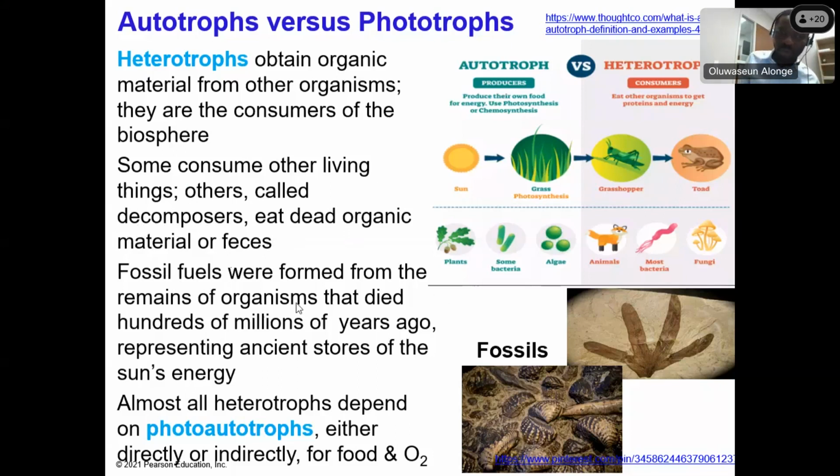Fossil fuels were formed from the remains of organisms that died hundreds of millions of years ago. Almost all heterotrophs depend on photoautotrophs, plants that make food with sunlight. Almost all heterotrophs depend on plants. So you see those cycles there. They depend on photoautotrophs, either directly or indirectly for food. And even if it's not for food, it's going to be for oxygen, and of course for both.